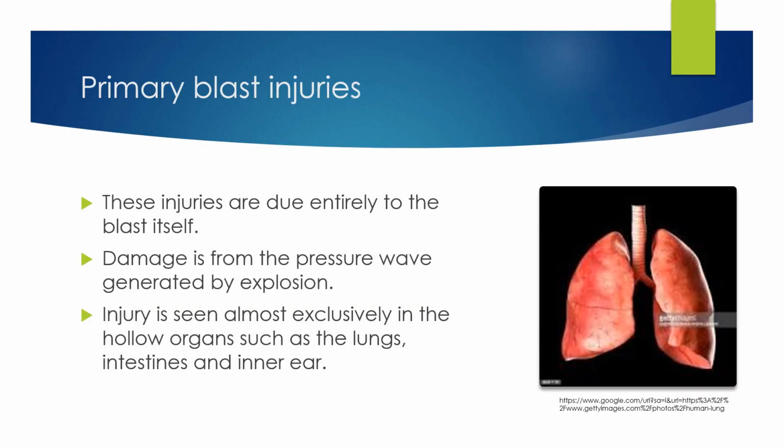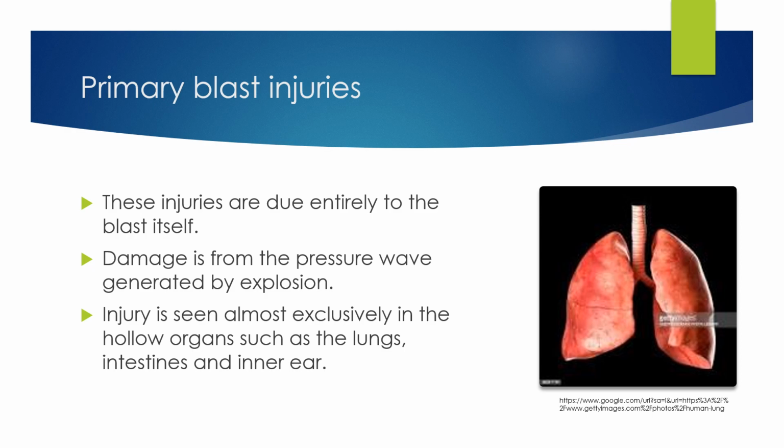Primary blast injuries are injuries that are due entirely to the blast itself, the damage it does to the body. It's mostly caused by the pressure wave generated by the explosion when the victim is close to the blast. The blast wave causes disruption to the major blood vessels and rupture of the major organs.